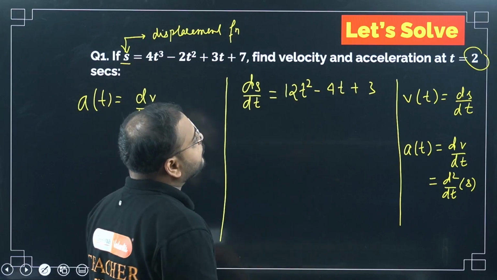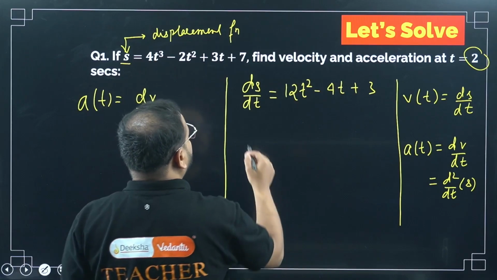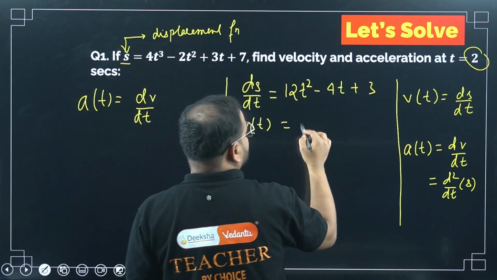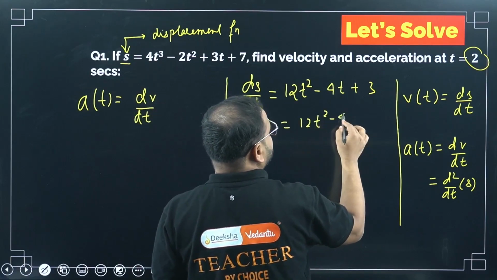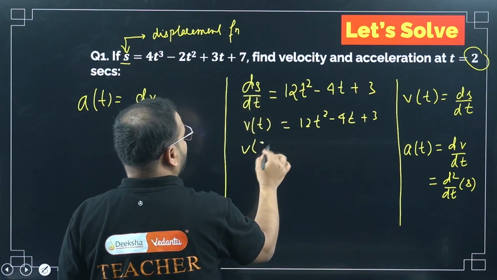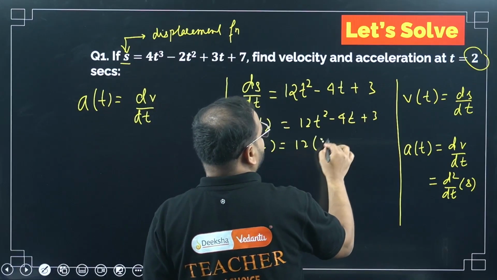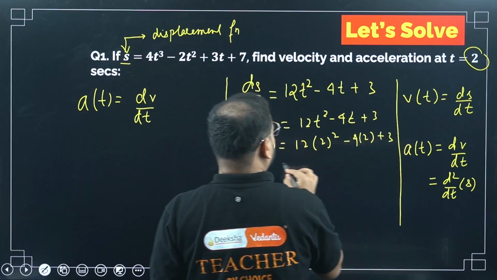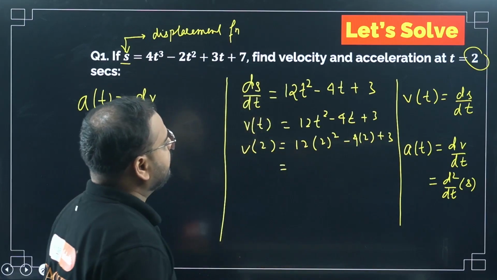So if I am doing this, what am I going to get? The velocity function at t will be 12t square minus 4t plus 3. Now I'm finding the velocity at 2 points. So same thing I'll do, but now I have to square it wherever it is, like that. What I'm getting, please check.